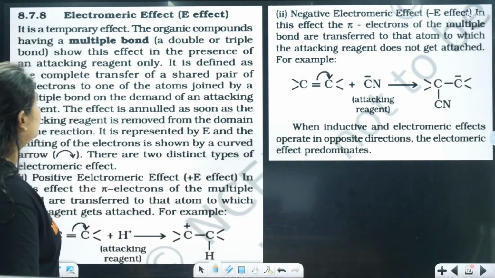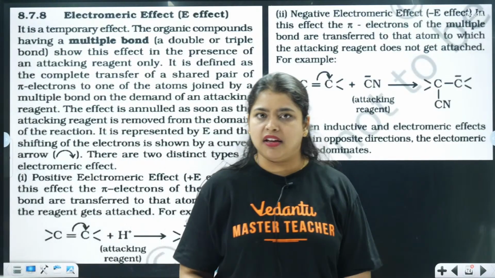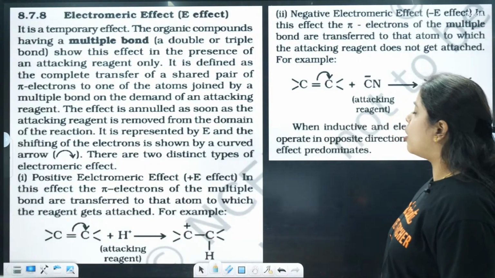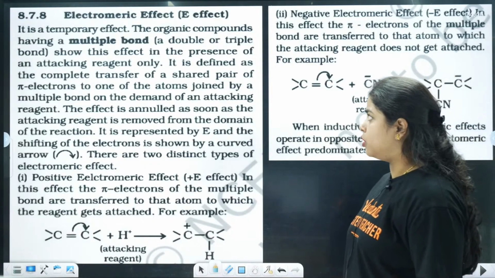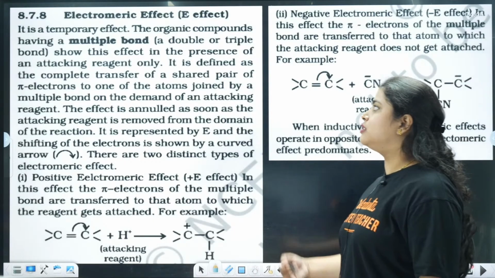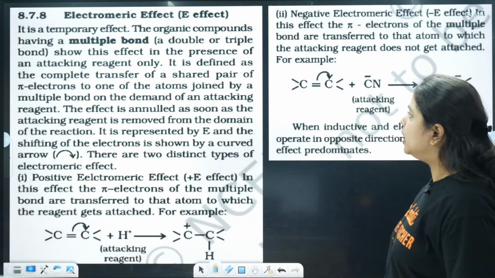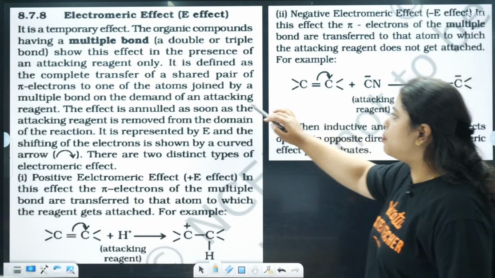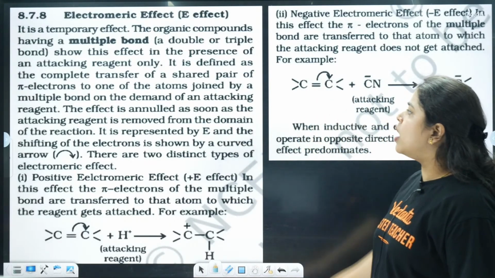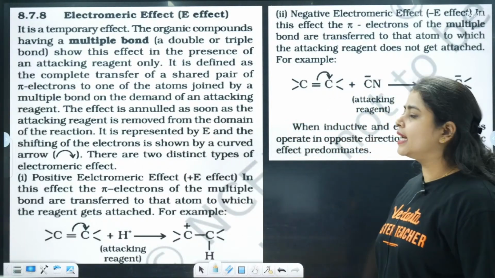Next comes the electromeric effect, which is the E effect. What you are going to learn here is that it is a temporary effect. Organic compounds which have multiple bonds, a double or a triple bond, will show this effect only in the presence of an attacking reagent. It is defined as the complete transfer of a shared pair of electrons, that is pi electrons, to one of the atoms joined by a multiple bond on the demand of the attacking reagent.